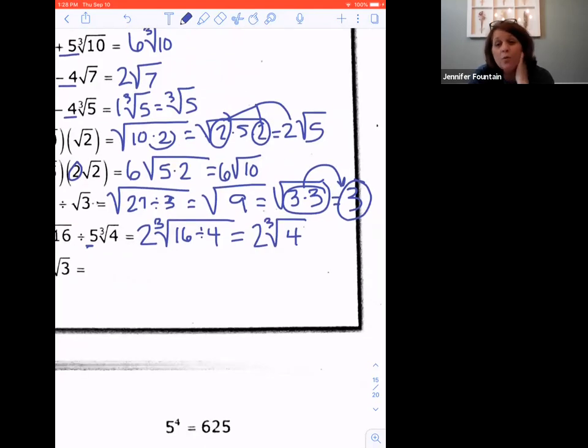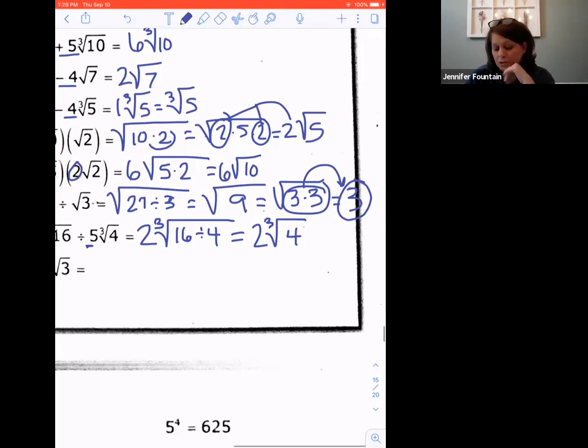Now if I broke down 4, that's just going to be 2 times 2. My index is 3, so I know I have to have 3 buddies to come outside. Since I would only have 2 underneath that radical, I don't have to break it down. That is going to be my final answer. Okay.